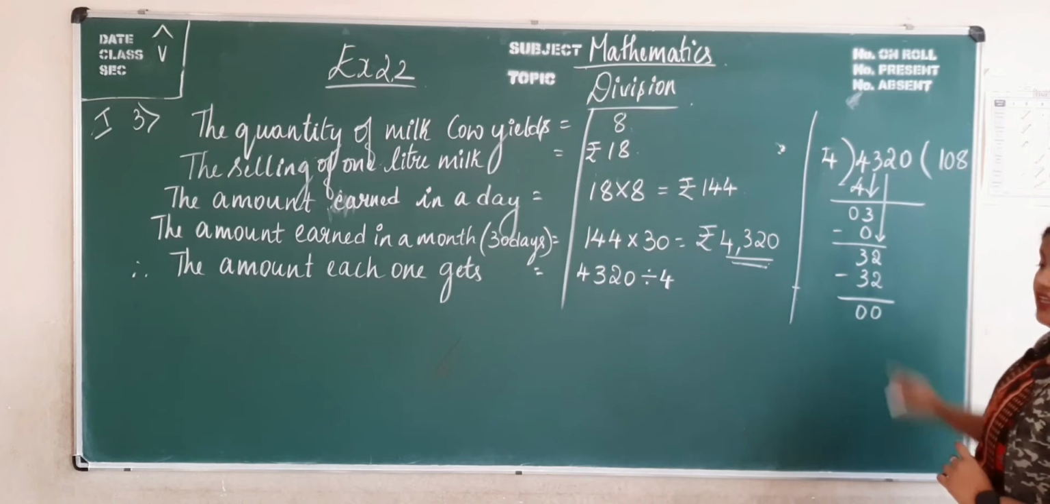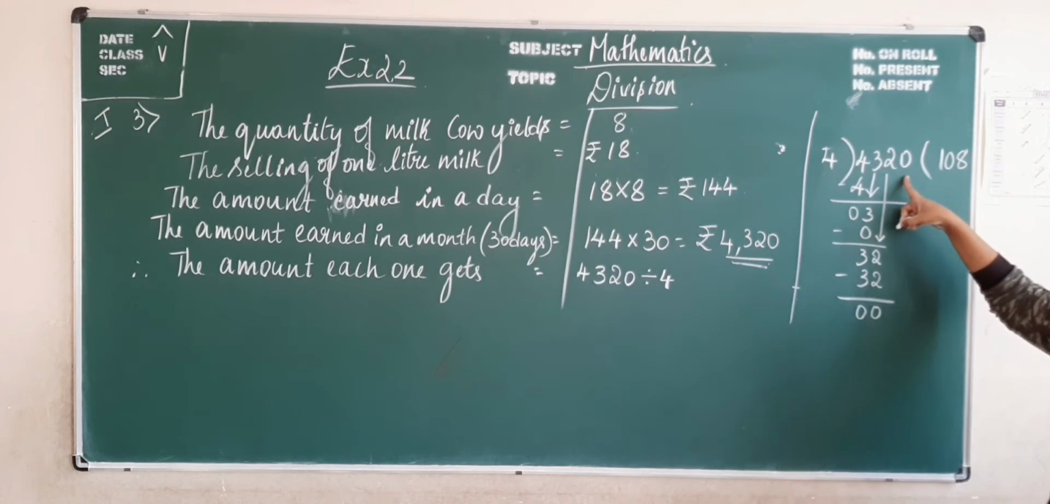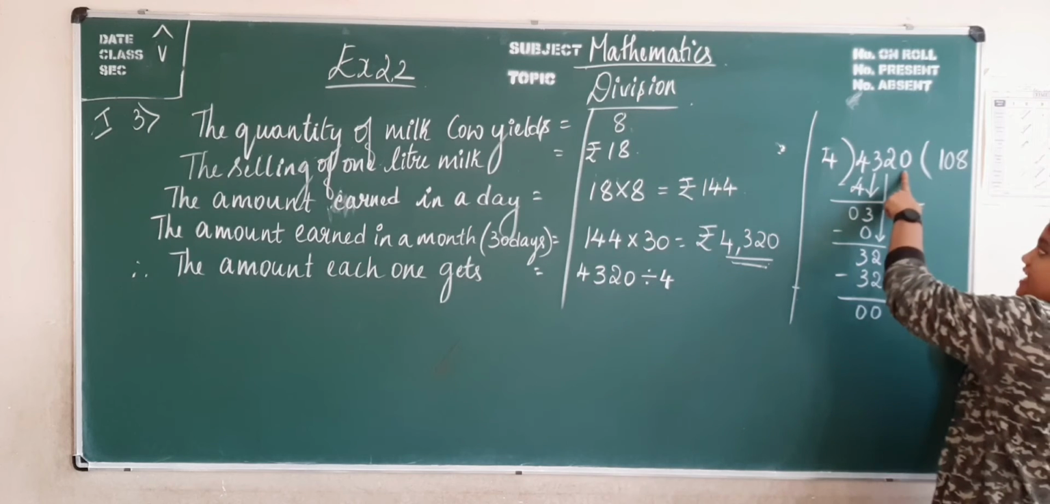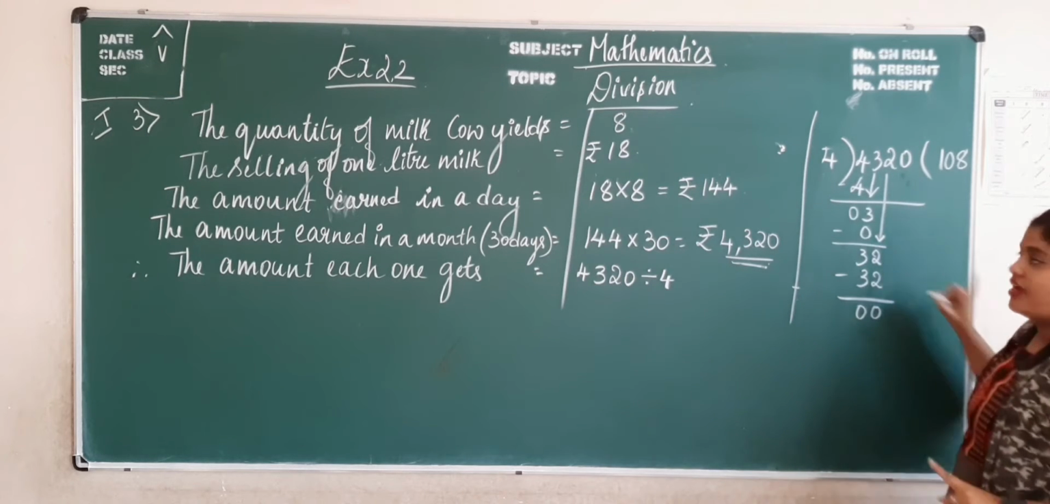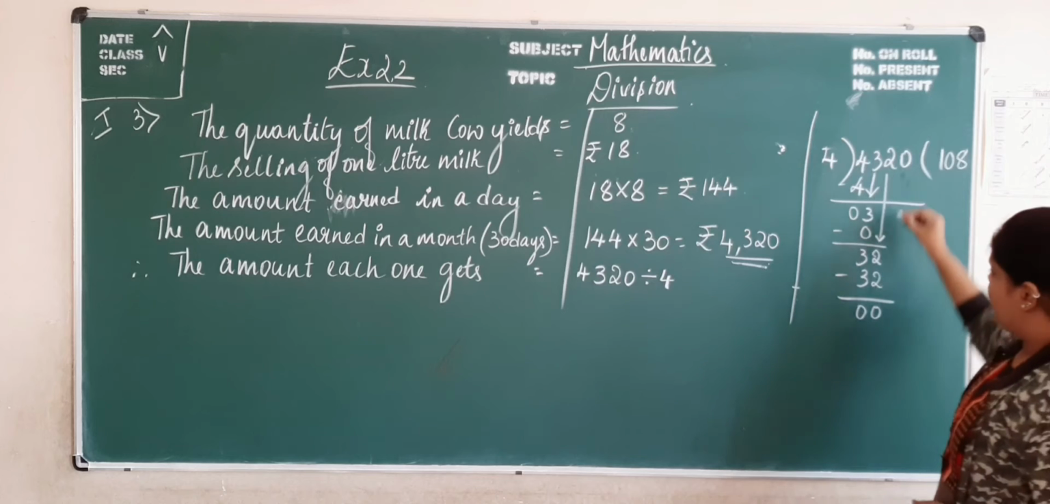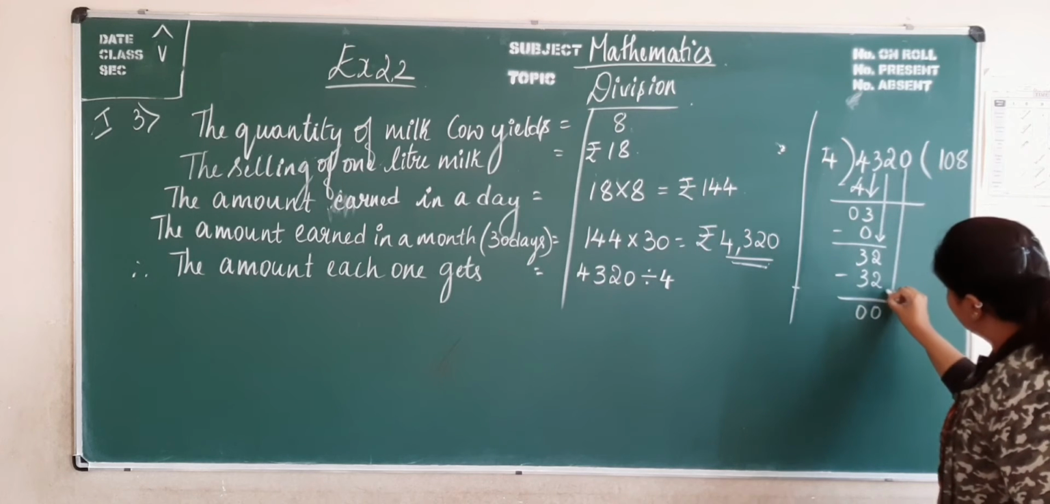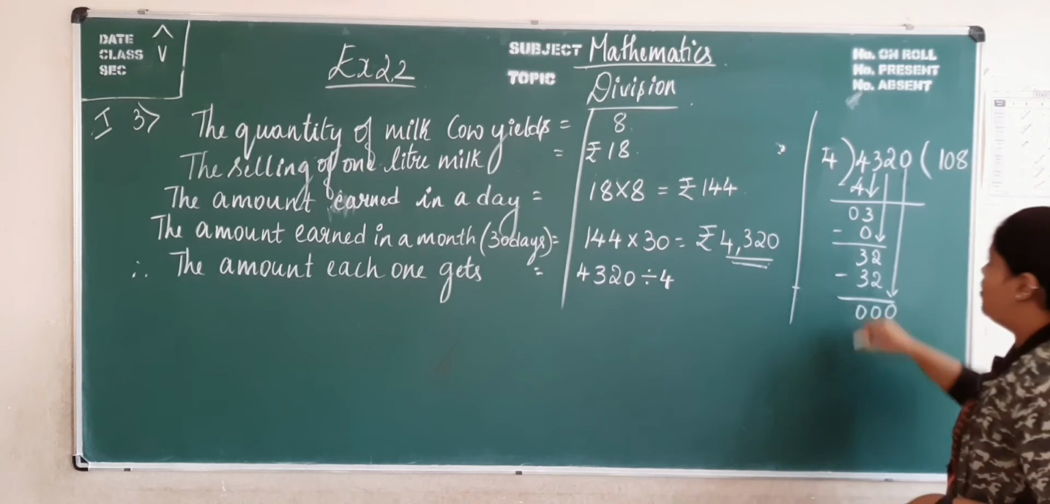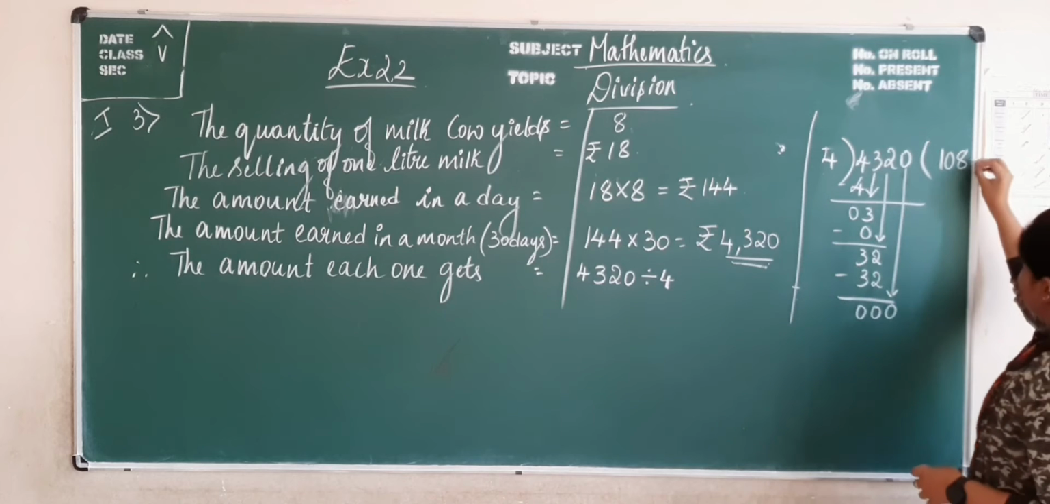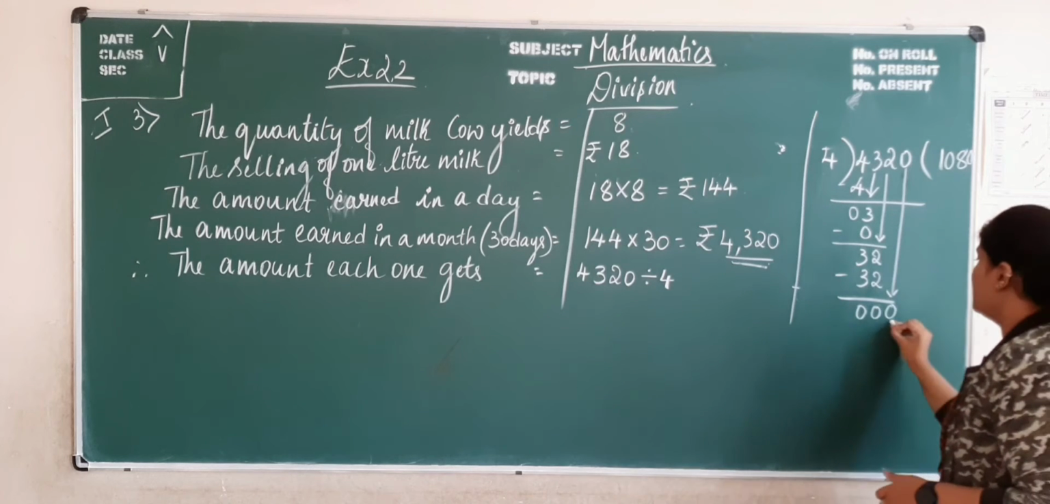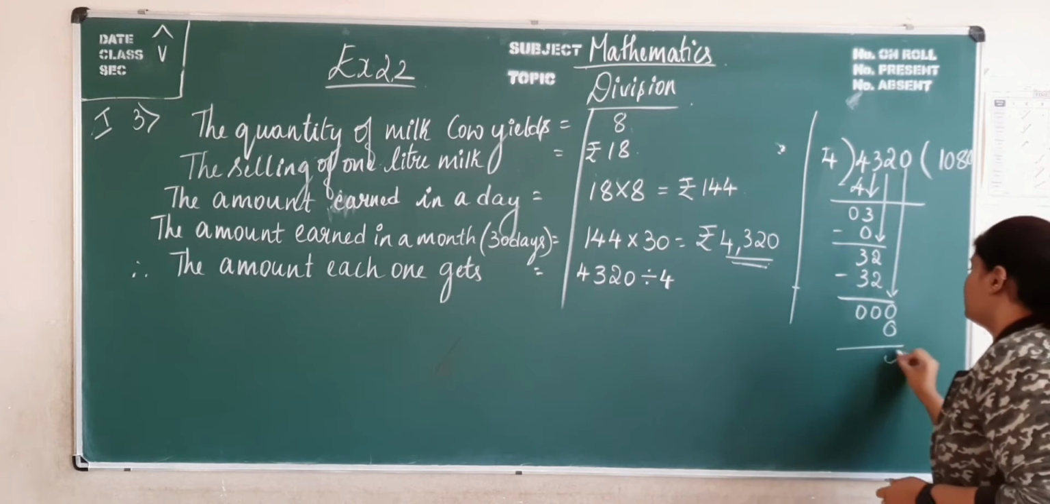Next, there is one more digit left out that you should not forget. This has to be further divided. So I should divide this 0. So what do I do? I will bring this 0 down. So 4 how much are 0? Yes, 4 zeros are 0.